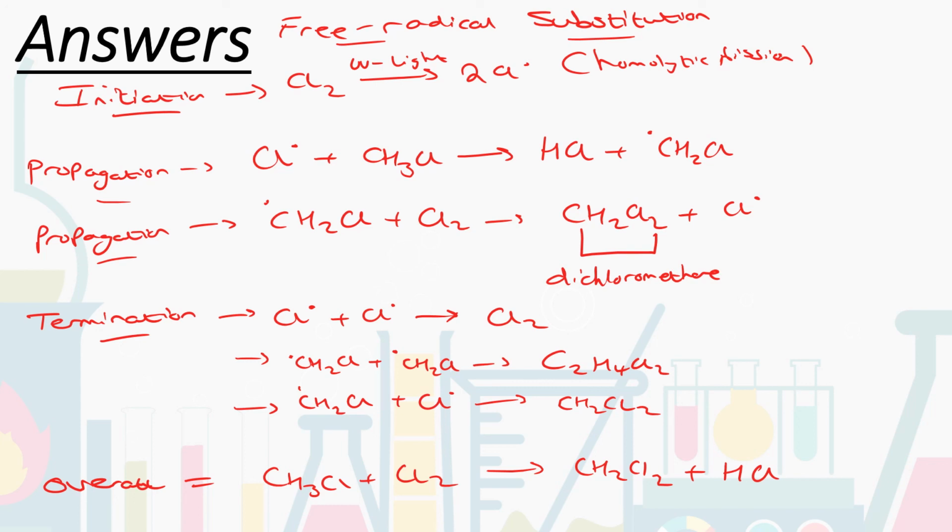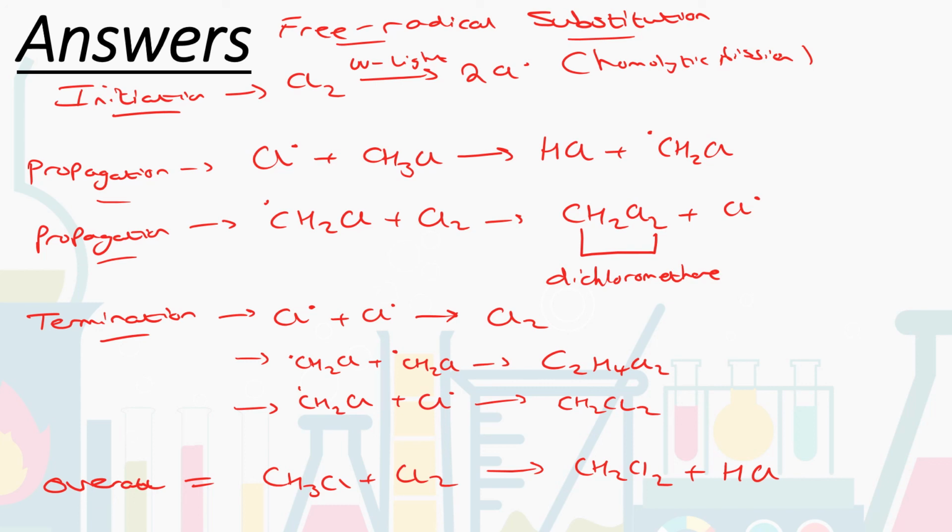Second propagation step, we have to use the radical we've just formed, so CH2Cl, react it with more chlorine. It abstracts one of those chlorines to make CH2Cl2. That's now dichloromethane rather than just chloromethane that we started with. And we reform our chlorine radical. So remember that whatever radical we end up making in the second step has to be the same as the one we started with in the first step.